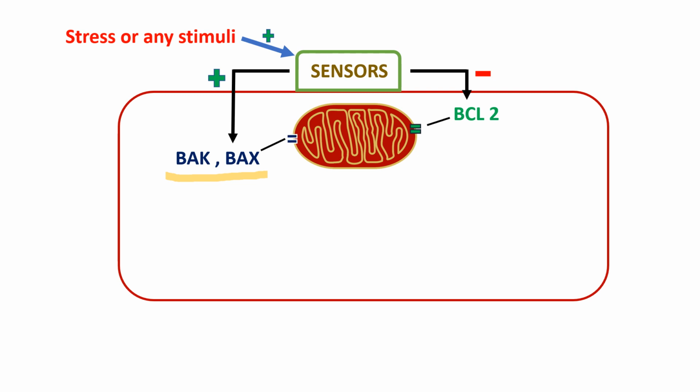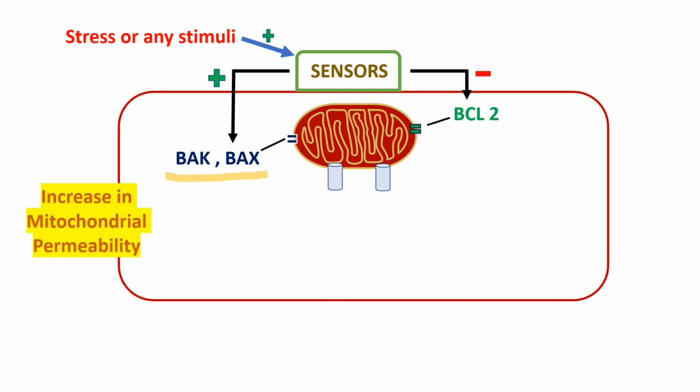So now these BAK and BAX are activated. They will initiate the apoptosis. How will it initiate the apoptosis? By increasing mitochondrial permeability. And as you all know, there is a protein present inside the mitochondria. This is known as cytochrome C. And due to the increase in mitochondrial permeability, this cytochrome C will come out of the mitochondria into the cytoplasm.